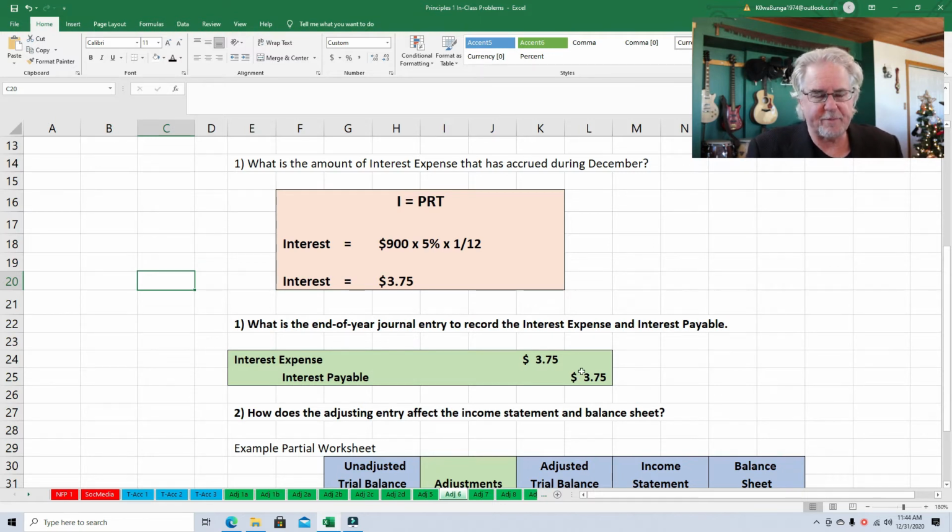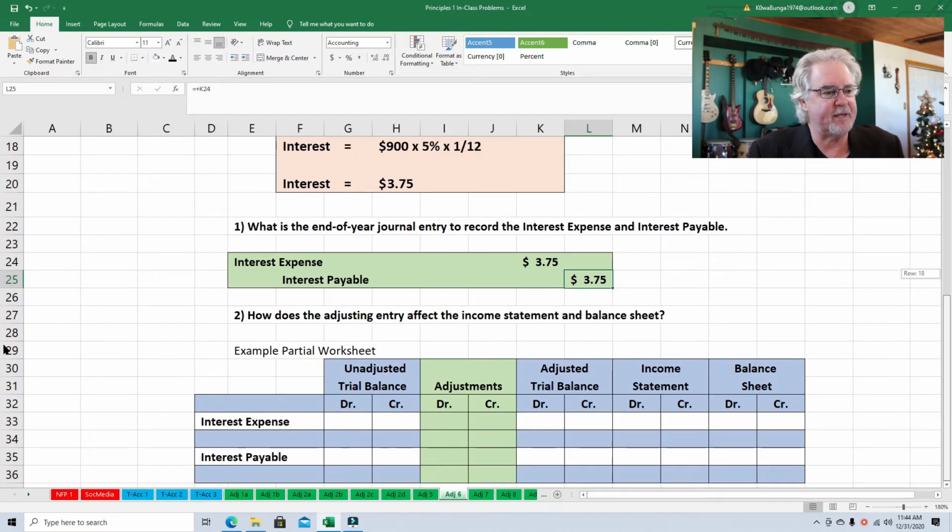Now, a good way to remember this is that 99% of the time, expenses are going to be debits. So interest expense is going to be listed first as a debit for $3.75, and this interest is due. That's why we have interest payable of $3.75. It has not been paid yet. It will be, but not at the end of the year.